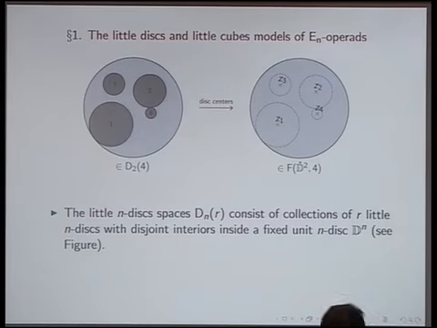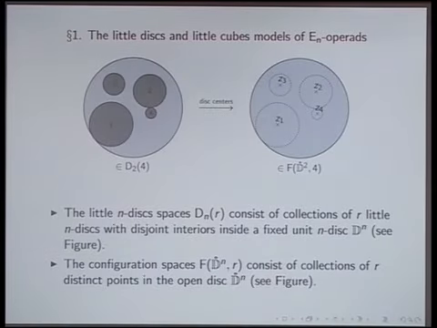Okay, so the first thing I would like to say is that if you regard this object as a space, then it's obviously homotopy equivalent to the configuration space of all distinct points in the open n-disk. So this is the picture of a point in this configuration space. So in R^2, it consists of 4 distinct points. And the homotopy equivalence, which goes from this space to this one, is just the map which maps each little disk to its center.